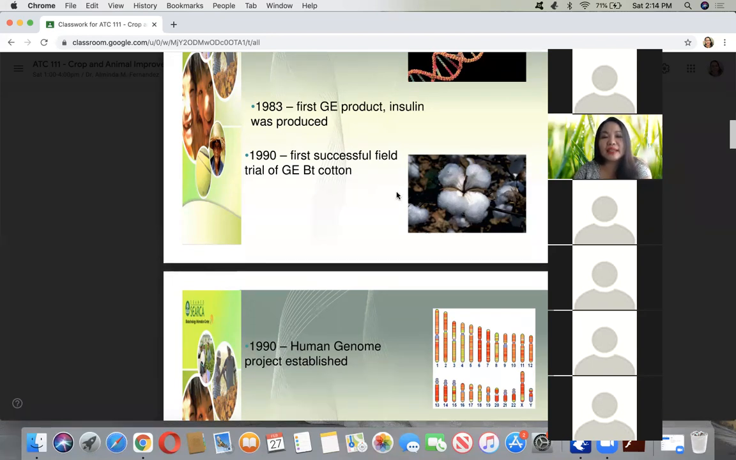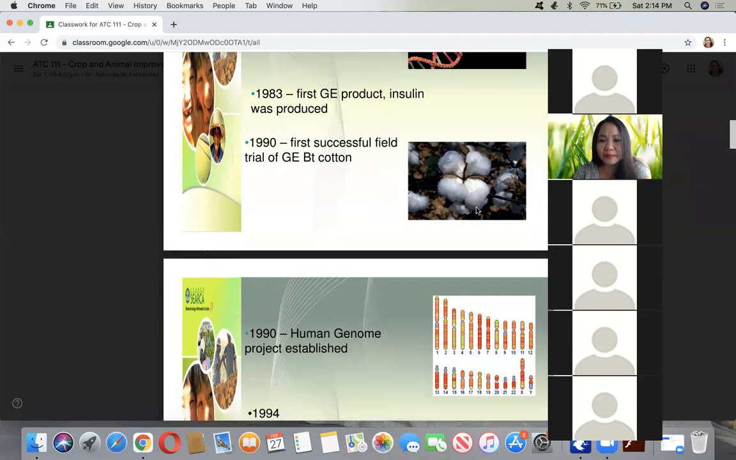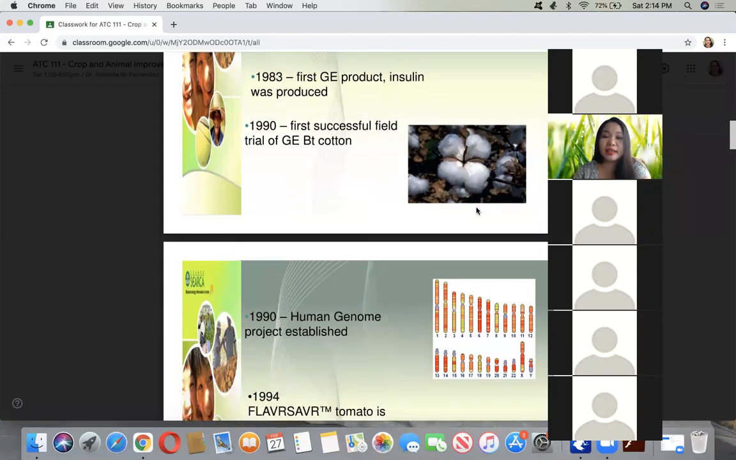And in 1990, meron tayong genetically engineered Bacillus thuringiensis cotton. So this BT cotton will be discussed in module 3 or 4, where we are going to discuss all the genetically modified organisms. This BT corn has a toxin from Bacillus thuringiensis, which kills the insect pest that attacks the cotton.